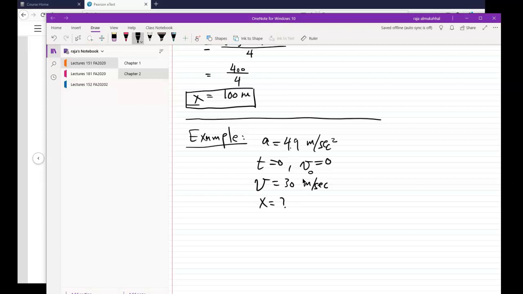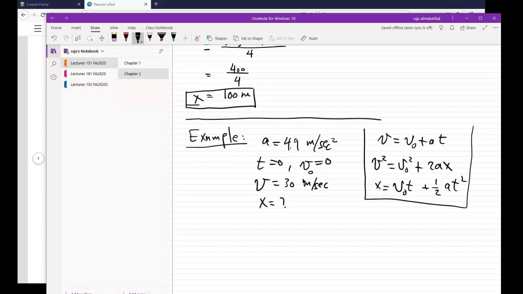Again, we go back to the kinematic equations. Let me write them down again for you here. V equals v naught plus at. V squared equals v naught squared plus 2ax. X equals v naught t plus 1/2 at squared. Okay? And we want to pick which one is best for our situation. Now look at what's given to us. And he wants x. So I can use either this equation or this equation. You see what I'm saying?